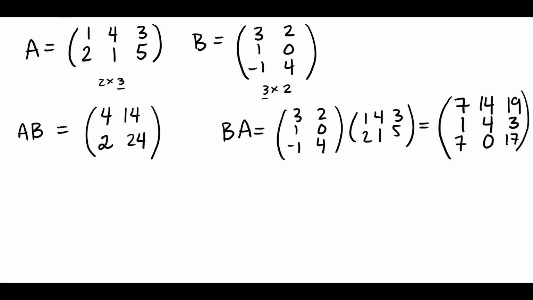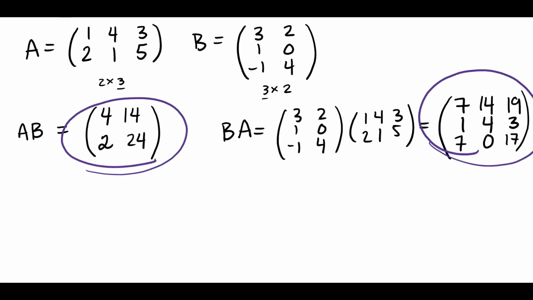So clearly, the whole reason I went through all of this is that this matrix and this matrix are not equal. So we can see that one of the properties we will not be putting down with matrix multiplication is that AB equals BA. Absolutely won't happen, okay?